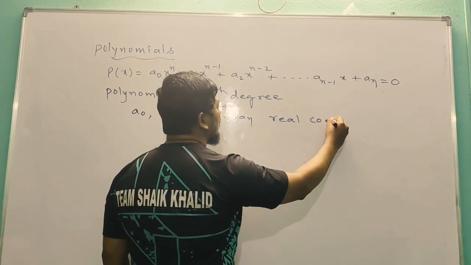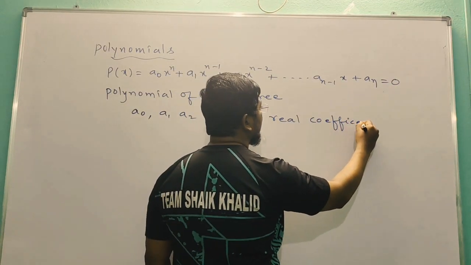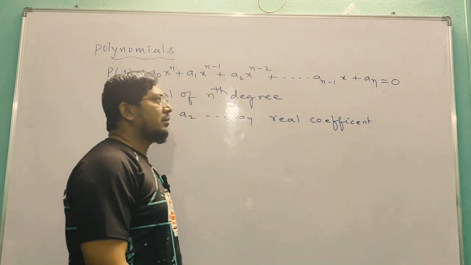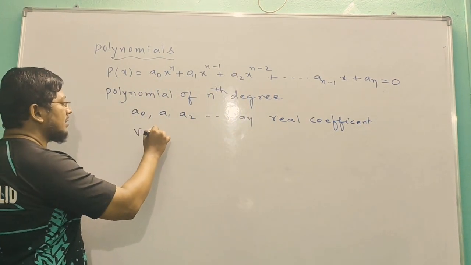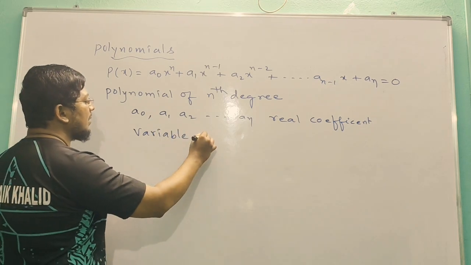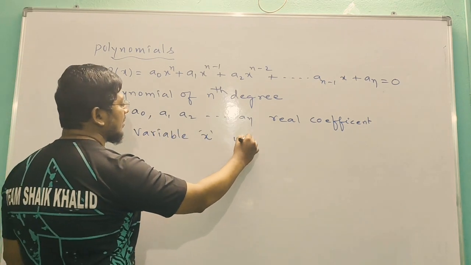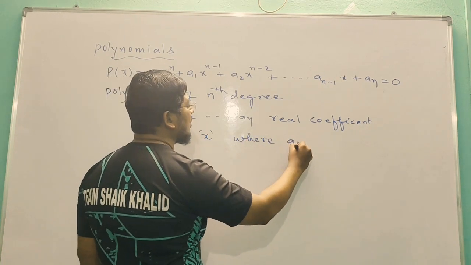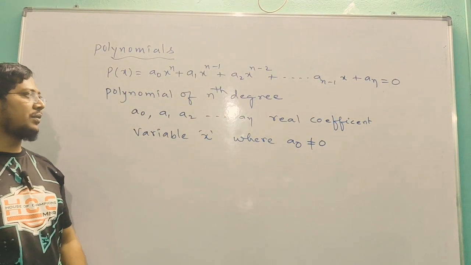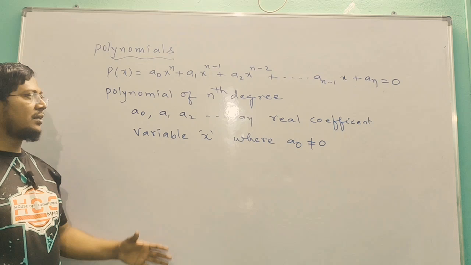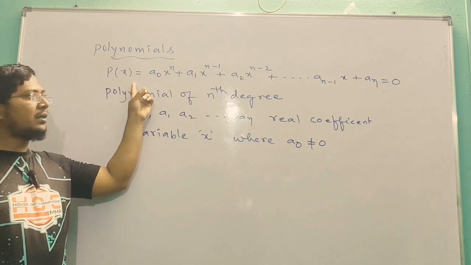real coefficients and variable x, where a naught should not be equal to 0. So this is the polynomial of nth degree.